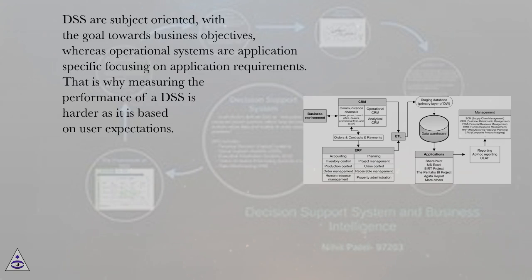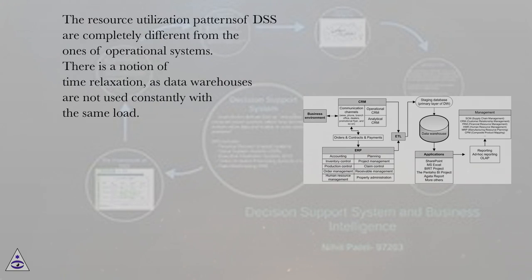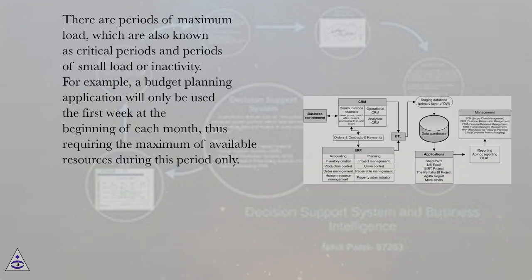DSS are subject-oriented, with the goal towards business objectives, whereas operational systems are application-specific, focusing on application requirements. That is why measuring the performance of a DSS is harder, as it is based on user expectations. The resource utilization patterns of DSS are completely different from the ones of operational systems. There is a notion of time relaxation, as data warehouses are not used constantly with the same load. There are periods of maximum load, which are also known as critical periods, and periods of small load or inactivity.